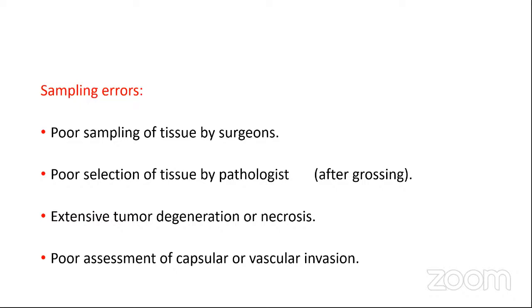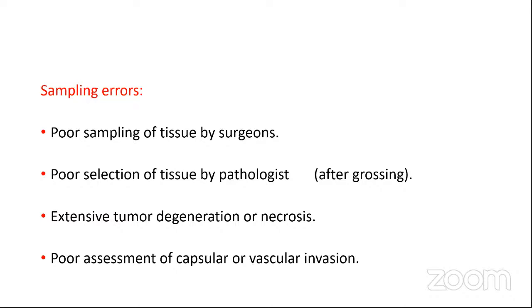First one is poor sampling of tissue by surgeons. So instead of sending sentinel lymph node from axillary lymph nodes, sometimes they send firm fibrous tissue that we receive. There is no lymphoid tissue or lymph node tissue in the specimen that is received. So that's because of sampling error.